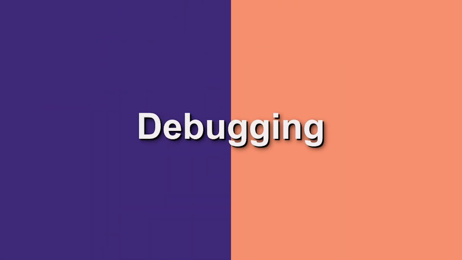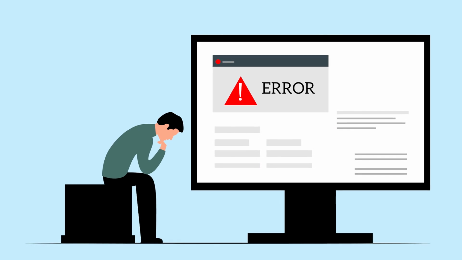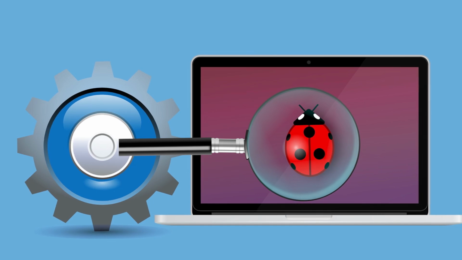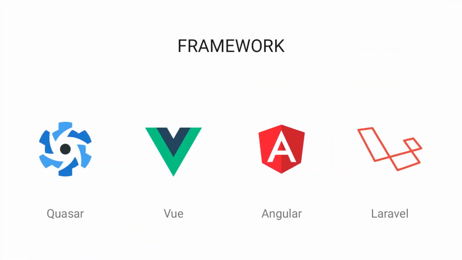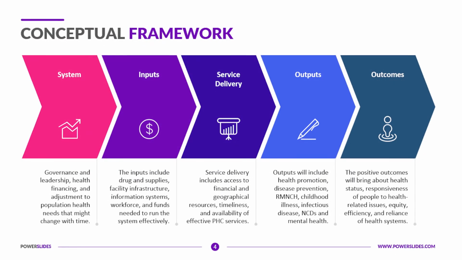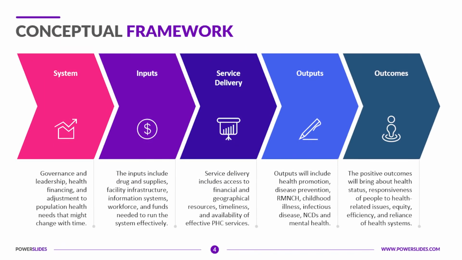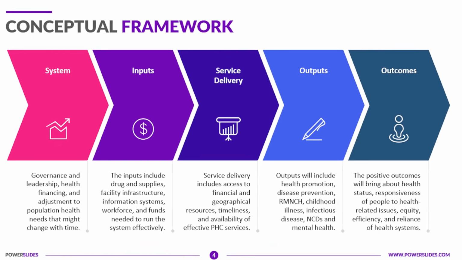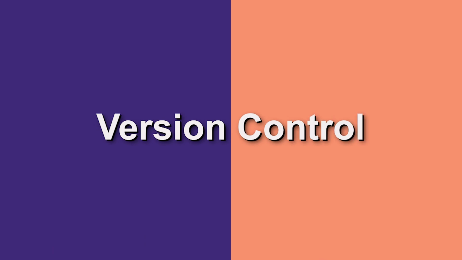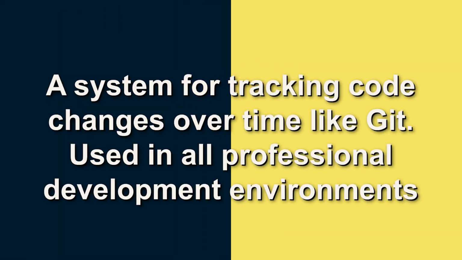18. Debugging. The process of finding and fixing errors in your code. A crucial skill for every developer. 17. Framework. A ready-made structure that helps speed up software development. Examples: Django for Python, React for JavaScript. 16. Version control. A system for tracking code changes over time, like Git. Used in all professional development environments.